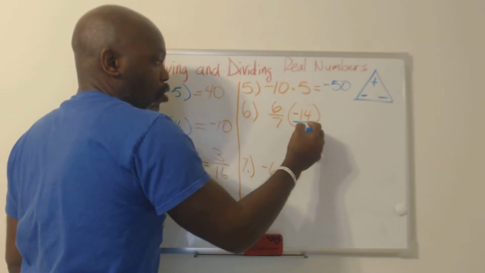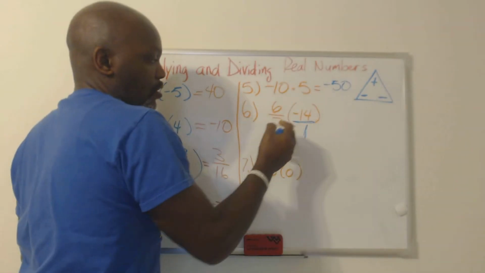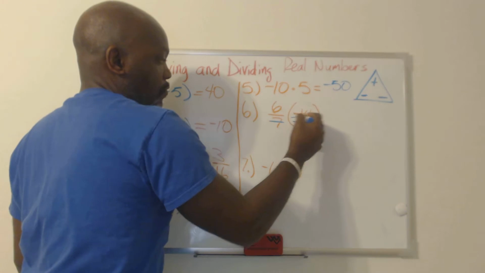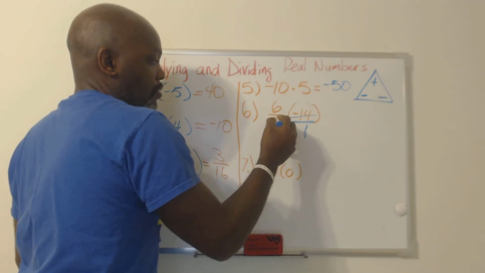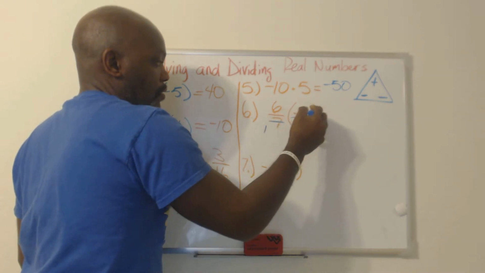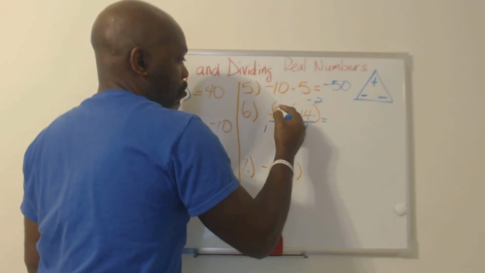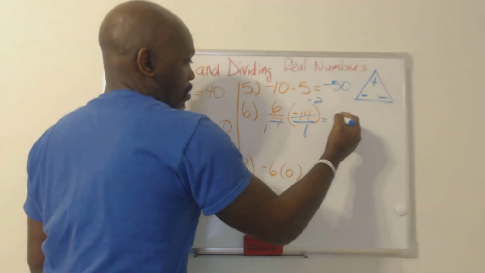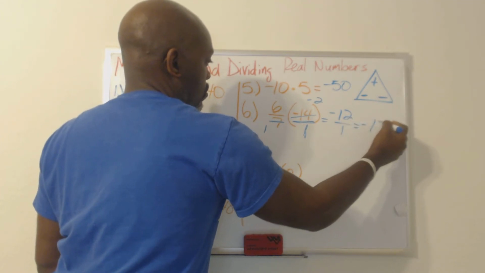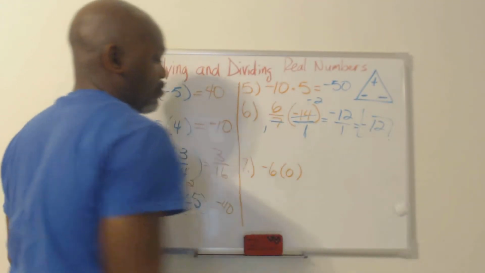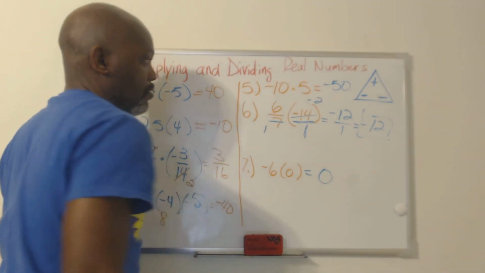Here's a fraction being multiplied by a whole number. We're going to take that whole number and make it into a fraction so that we can multiply fractions times fractions. We're going to reduce by the greatest common factor of 7. 7 divided by 7 is 1. Negative 14 divided by 7 is negative 2. We're going to multiply across. We have a positive number times a negative number. That's going to be negative 12 over 1, which is negative 12. That's our final answer. And then, of course, any number times 0 is 0.